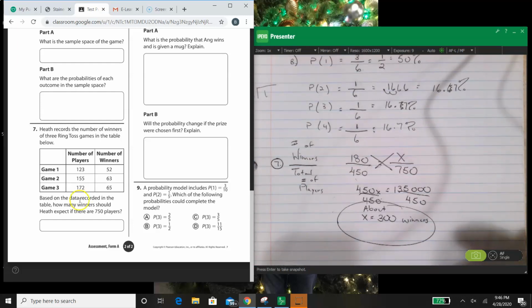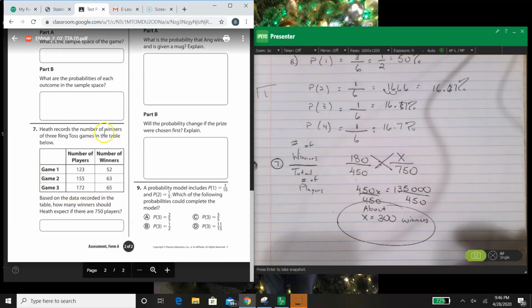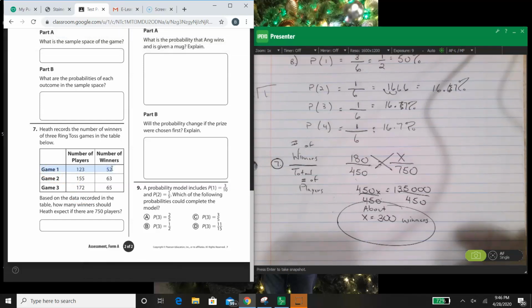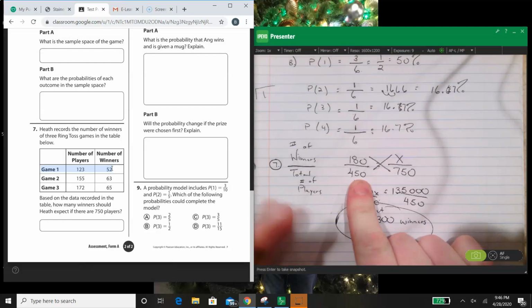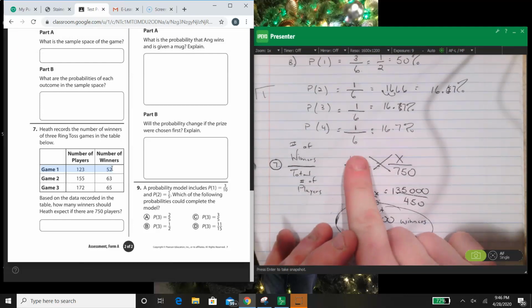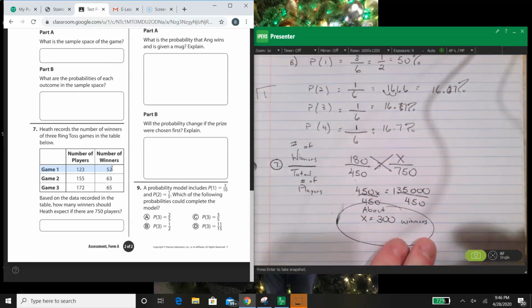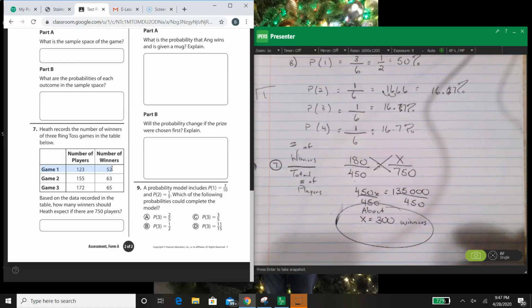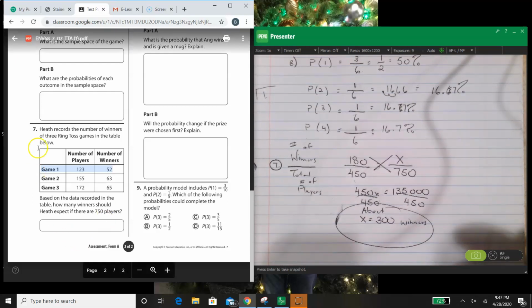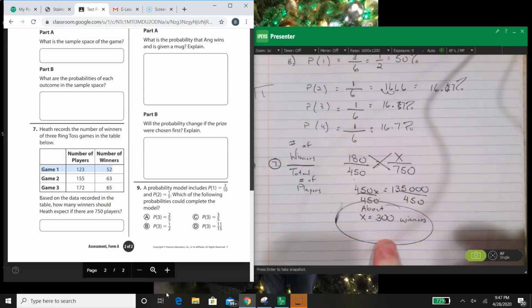Again, not a big fan of this one because it doesn't necessarily say what we're comparing it to. Because guys, if we were comparing this just to game 1, this would be a totally different problem because in my proportion, I wouldn't have had to add all these numbers up. I would have just had 52 over 123. And that's going to make this 300 a different number. So again, I think what they're asking for is this entire table. And if that is the case, then we did set it up right.